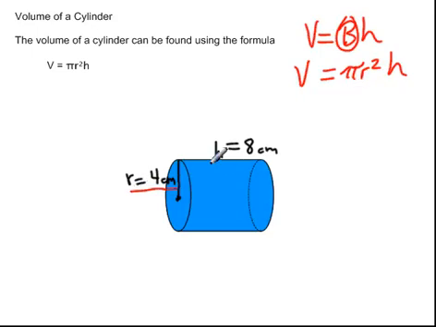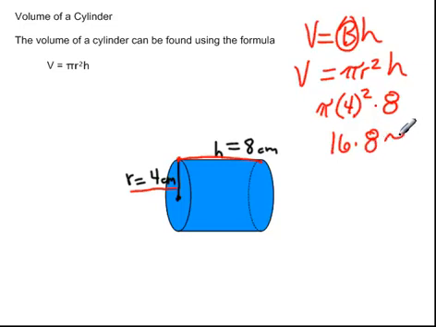So we have our two parts. We have our radius. We have our height. From here to here is 8 centimeters. So let's find the volume for this cylinder. So volume equals pi. R is 4. We're going to square it. Multiply that times 8. So we have 16 times 8 pi, which is what? 128 pi.